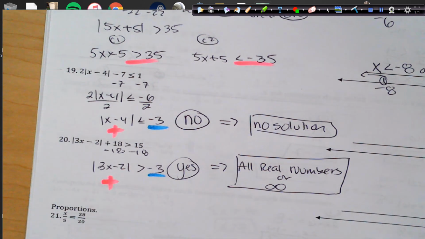So those are 2 key different ones. So really make sure you key in on that. If you have a negative with absolute values, it's always a red flag. With an equal sign, it's just no solution. With an inequality sign, it could be either or, so make sure you know the difference between the two.